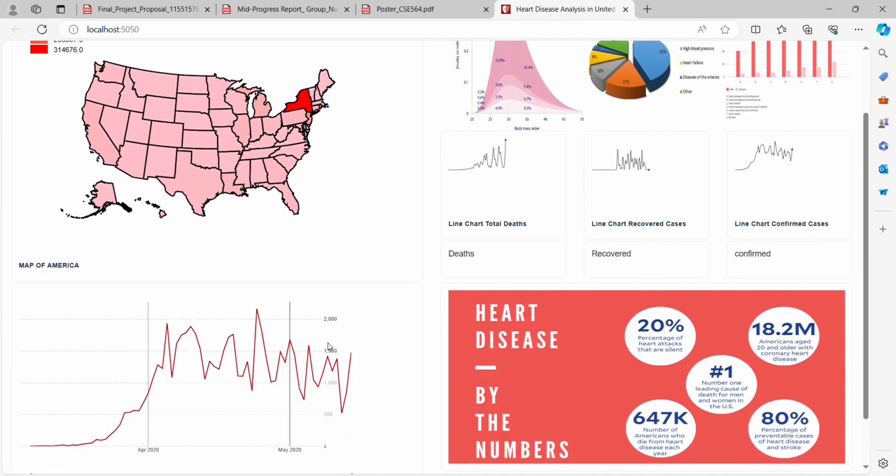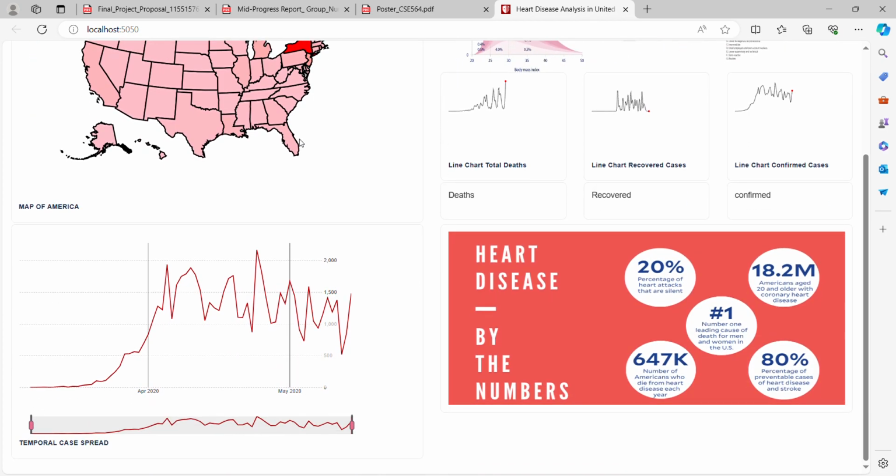If I select Pennsylvania, yeah. Now come to the next chart. This is the first chart. The next chart shows the temporal case spread. Here I've selected one month. I want to see how the spread is between April and May.